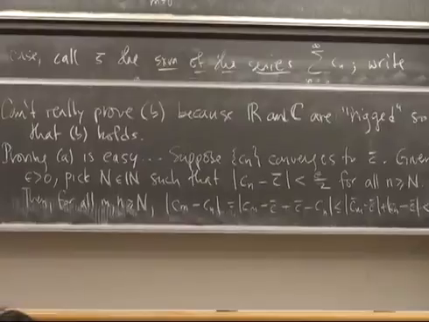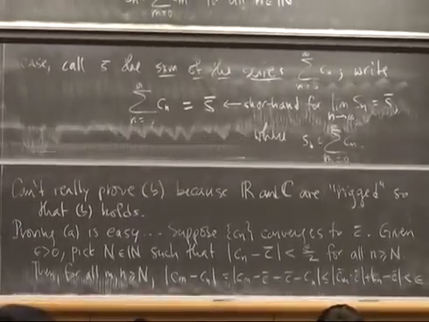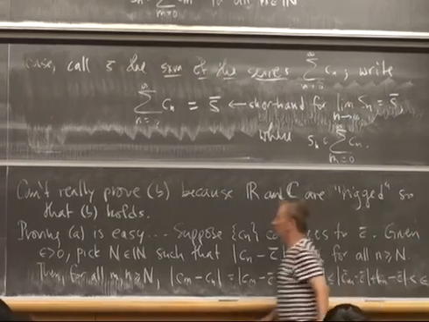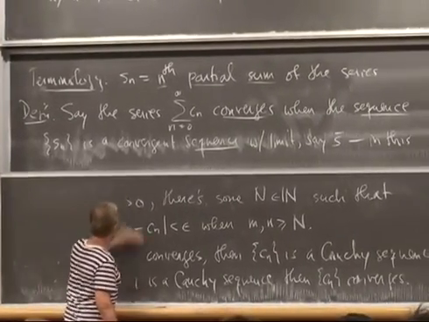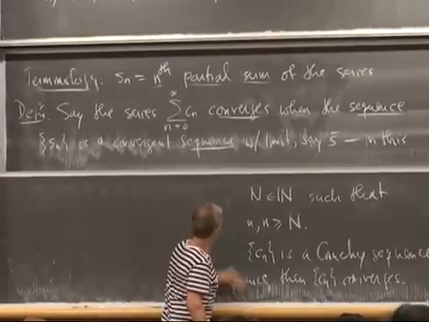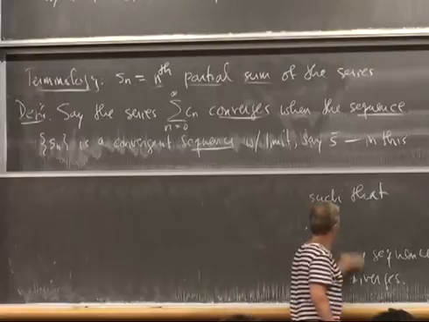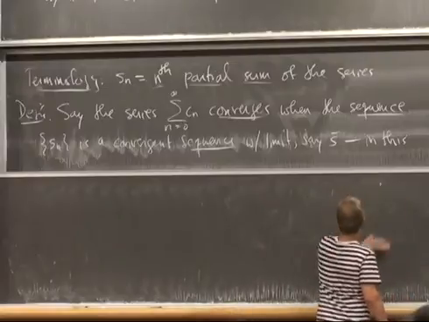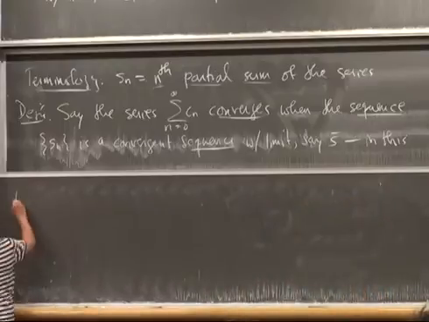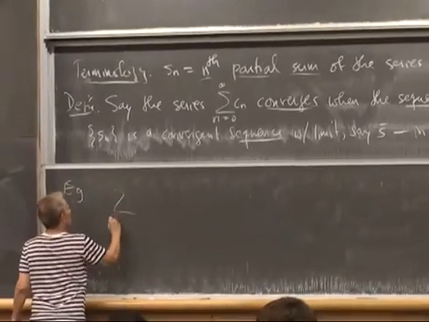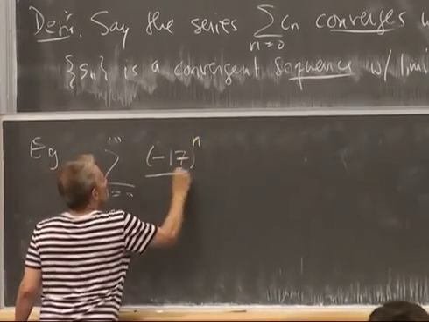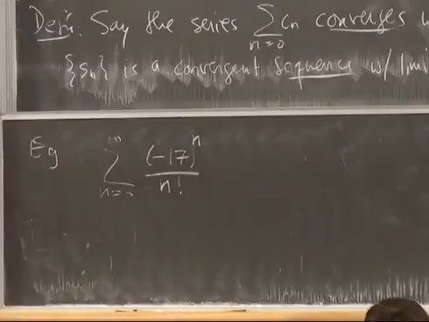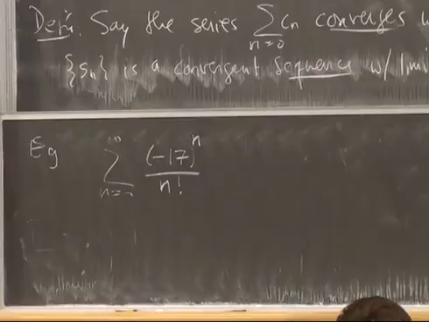Now I'm going to write down a few infinite series, and you're going to tell me whether they converge, and if so, what they converge to. Maybe. So here are some examples. How about the sum from n equals 0 to infinity of minus 17 to the n over n factorial? Does that converge? Okay, what does it converge to?